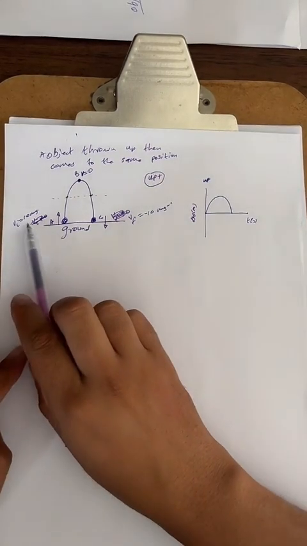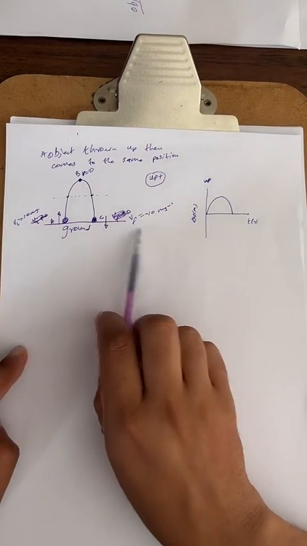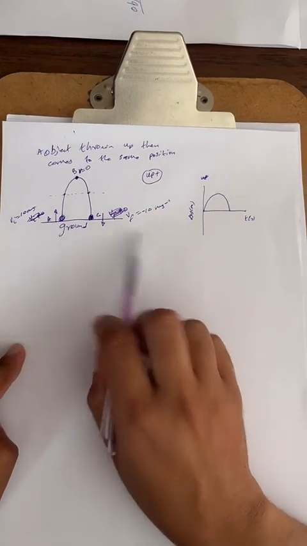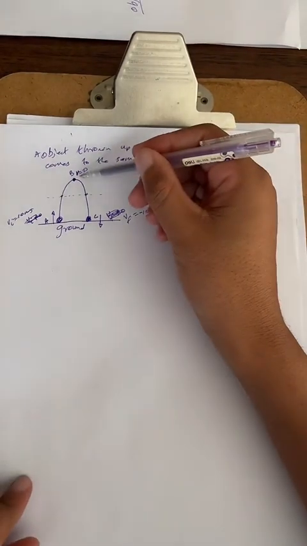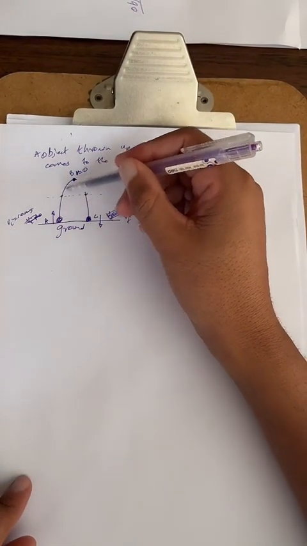Notice what changes now. The velocity time graph, remember, has to be a straight line. Initial velocity is 10, and final velocity must be 10 because it's coming to the same height. Velocity at this point is 0. This side velocity is positive, this side is negative because you choose up positive.